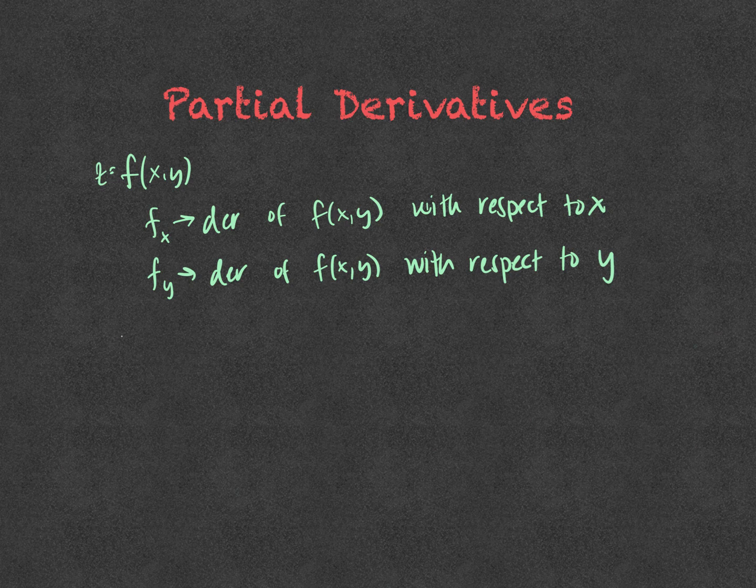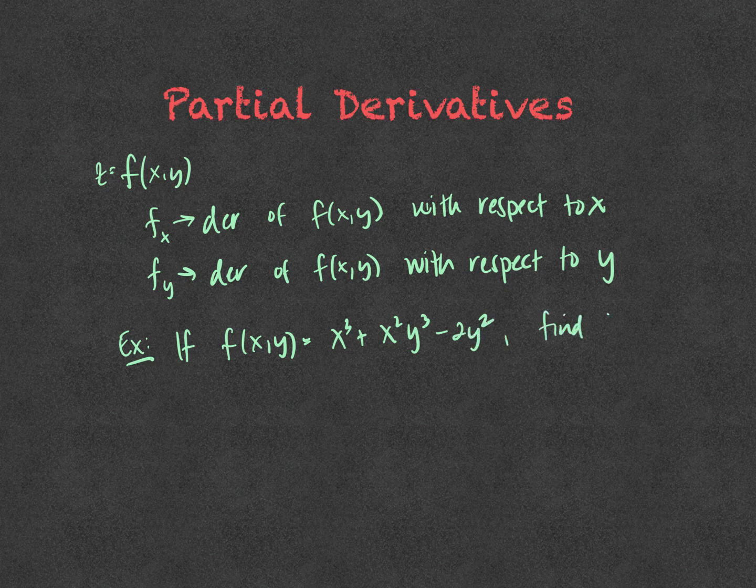So let's say, example, if f of x y equals x to the third plus x squared y to the third minus 2y squared, we're asked to find the derivative with respect to x of 2, 1, and the derivative with respect to y of 2, 1. So let's start with the derivative with respect to x.